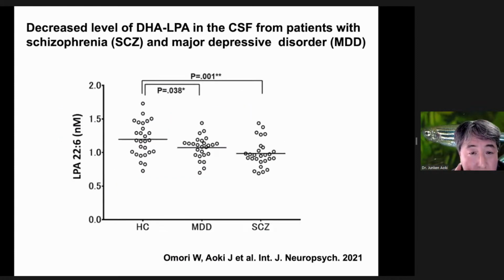By the way, we also observed that in some neuronal diseases, such as schizophrenia, SCG, or MDD, the DHA-LPA content in cerebrospinal fluid is significantly lower. So DHA-LPA may have some role in brain function, as suggested by the previous presenter.